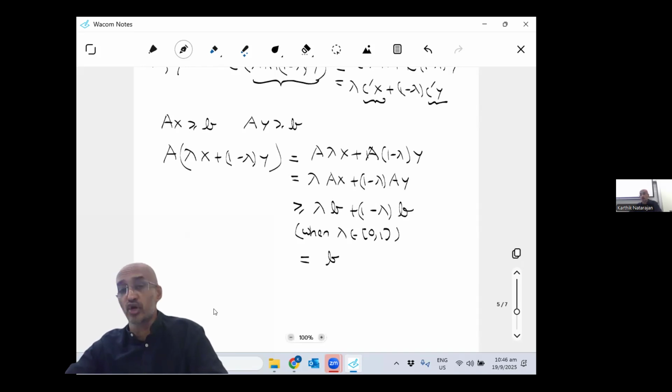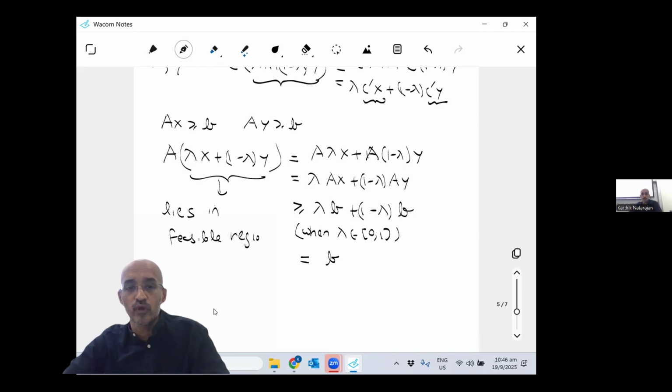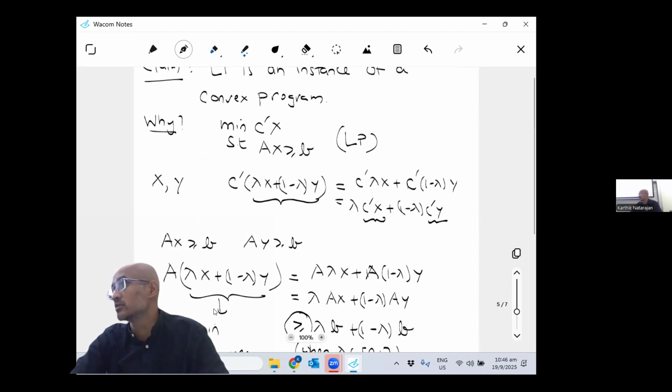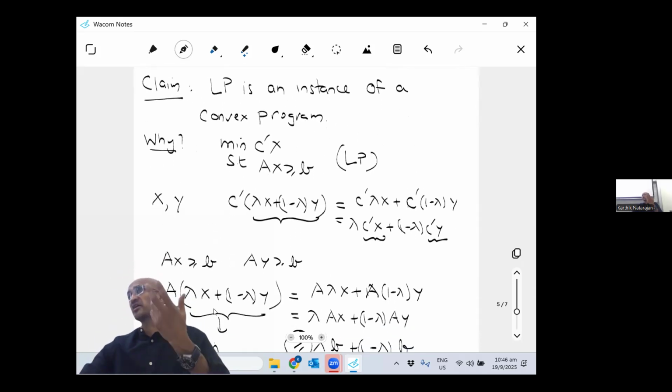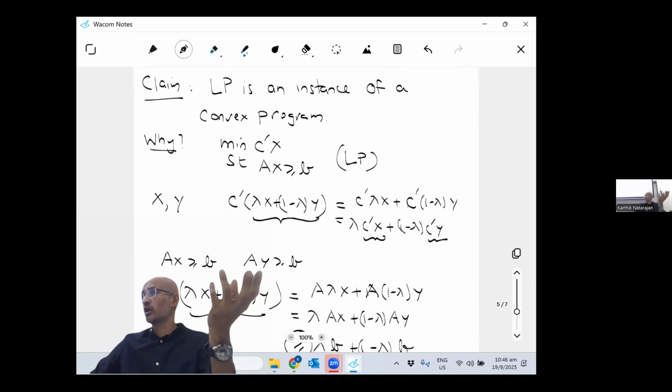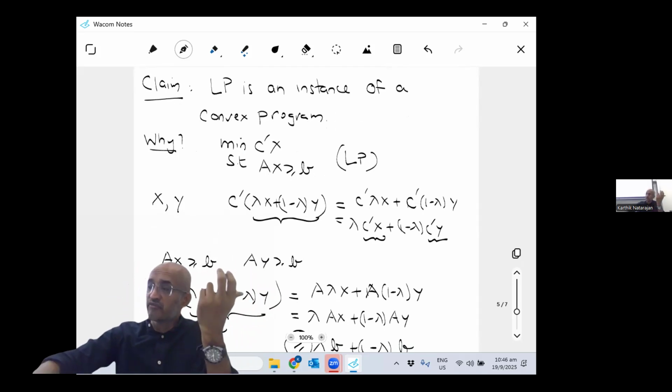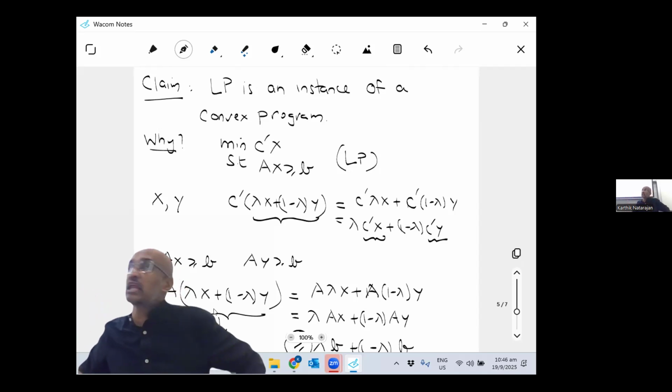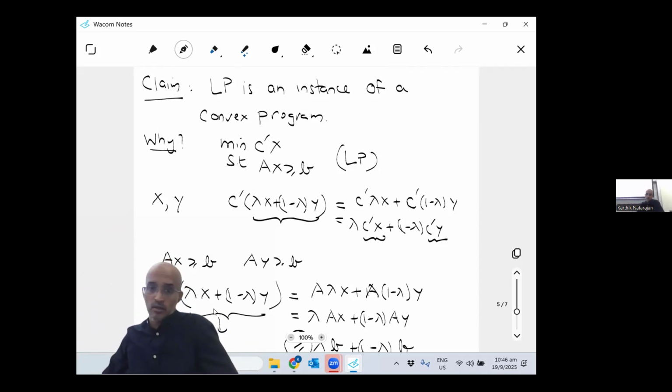This defines a convex set because this point also lies in the feasible region for all lambda, because of this inequality. So A times this point is greater than or equal to b, so that's a convex set. So LP is an instance. In fact, it's probably the simplest instance of a convex program. So for a linear program, if I find a point which is locally optimum, I'm finding a point which is globally optimum.